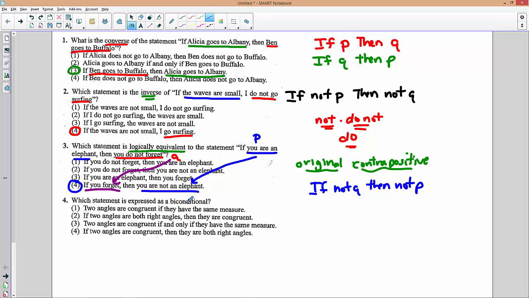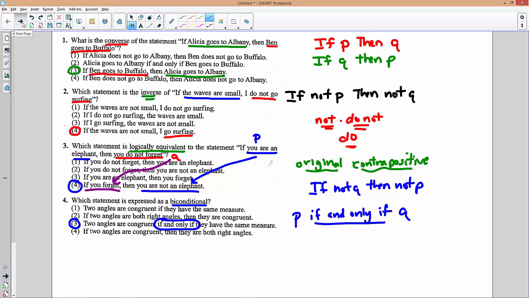Okay, which statement is expressed as a biconditional? Well, biconditional is when we have an if and only if in the middle. P, if and only if Q. And I think that one is 3. There it is, if and only if.